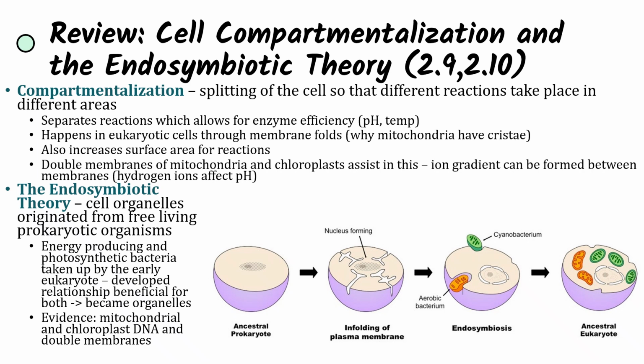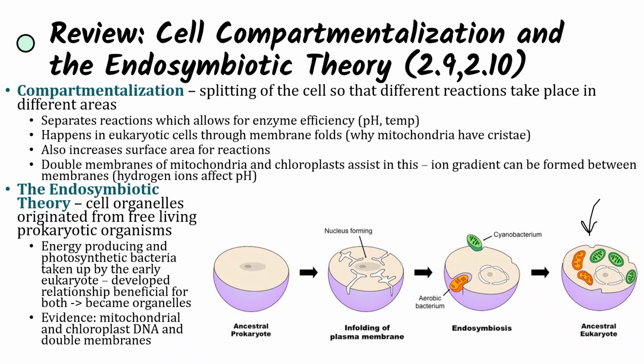The bacteria gets protection and food, while the larger eukaryote is now able to obtain more energy from the energy producing bacteria, from the energy storing photosynthetic bacteria. And eventually these guys became organelles. And that's our ancestral eukaryote with its nucleus, chloroplasts, and mitochondria all the way over here on the right. So evidence for this theory is the mitochondrial and chloroplastic DNA, as well as the double membranes, because they gained a second one as they were engulfed by the ancestral eukaryote.